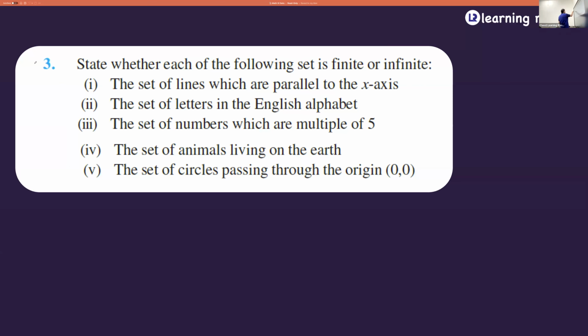So third one. State whether each of the following sets is finite or infinite. The set of lines which are parallel to x-axis. The set of letters in the English alphabet, they are finite. The set of numbers which are multiples of 5, they are infinite. The set of animals living on earth. The set of circles passing through origin, infinite. So I can define an infinite number of circles, right?